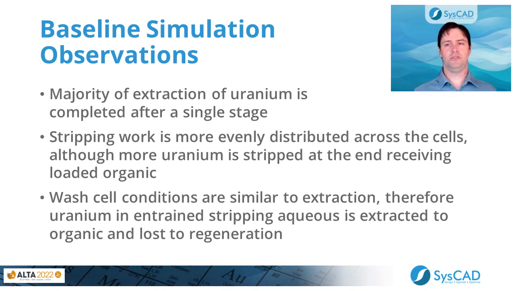Just some general observations that we made on the baseline simulation. The majority of extraction of uranium was completed after a single stage or two. Stripping work in the strip circuit was much more evenly distributed across the cells, although we saw more uranium stripped at the end receiving loaded organic. So these are both expected results.